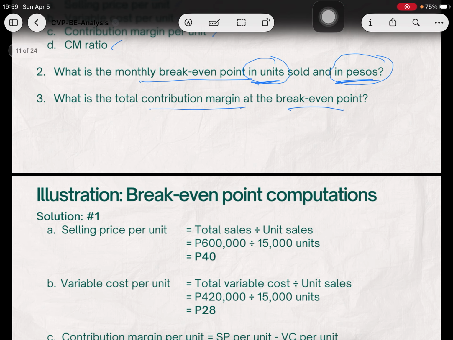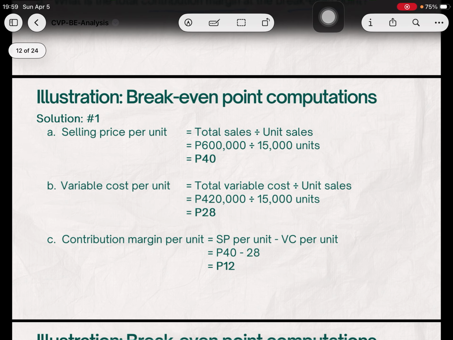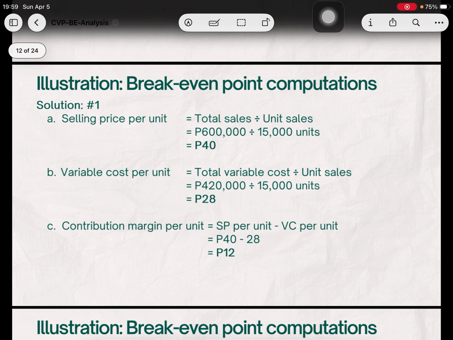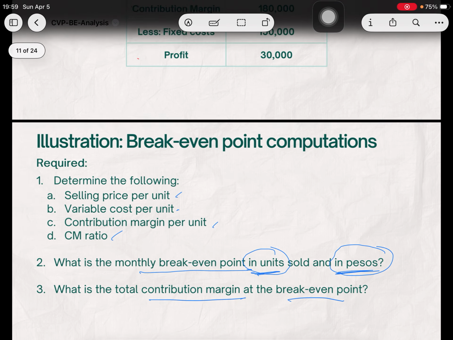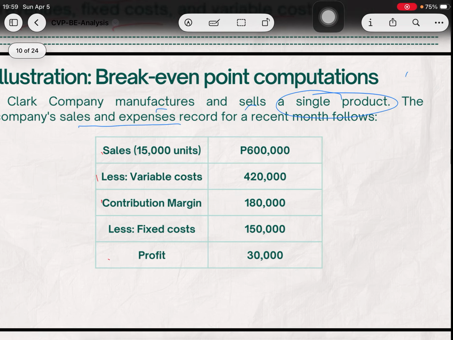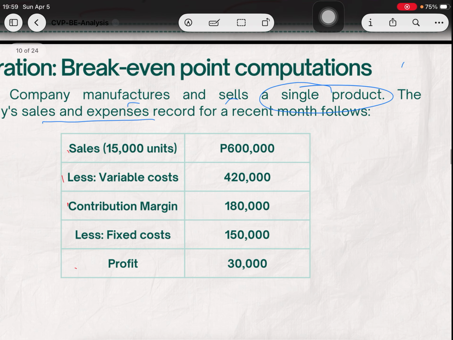Ayan. So, well, nandito na yung sagot, pero mas maganda ito, class, kung sasagutin natin to base dito sa problem without looking at the solution first. Okay? So, madali lang naman siya, actually. Okay, ready ko lang yung calculator ko. Wait lang. Ayan, mag-solve na tayo.